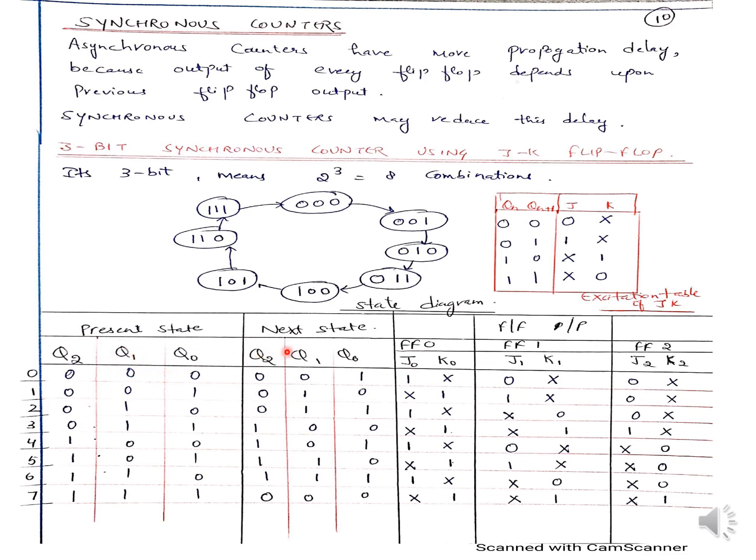Okay, same for flip-flop 1. We will see this Q1 and this Q1. So we can check any state. Let us suppose we are checking this 1 and 0. So we will see what is 1 and 0 here. It's cross and 1. So we will fill this table like this. Same with flip-flop 2. We will see Q2 and this Q2. So we will fill this table like this.